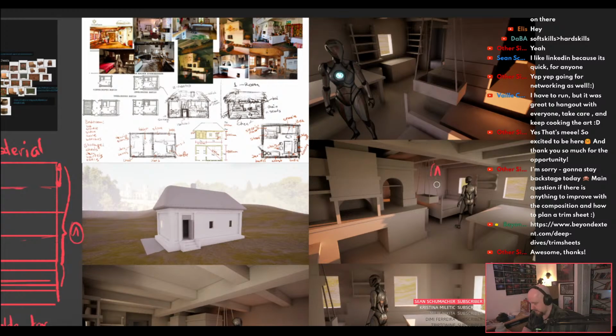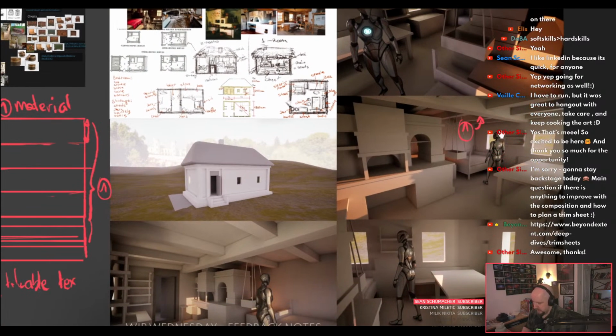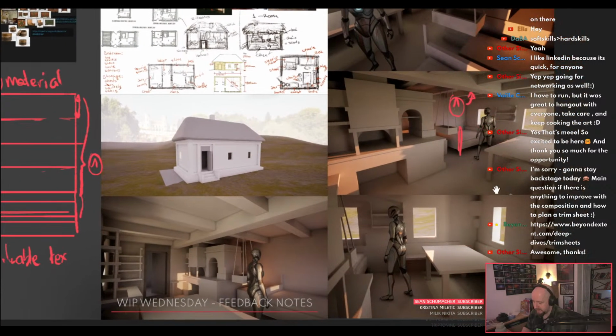So you got this thick beam. The thick beam could potentially be reused for these smaller beams because the difference between them is not that big, so we can kind of get away with it. But then, for example, you can use that trim sheet on like a bedpost, right? And that bedpost is really slim.